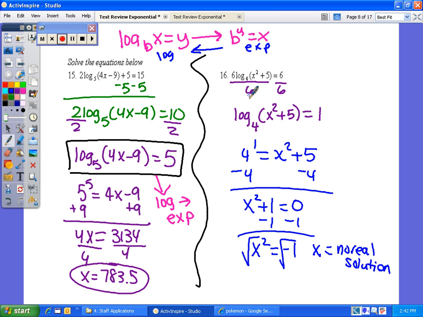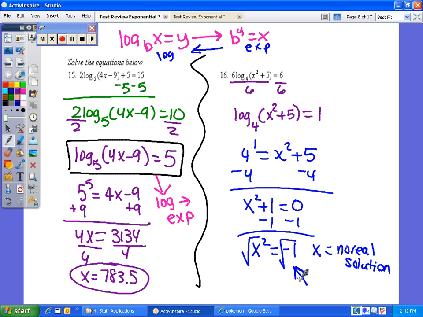Divide by 6. You get log base 4 of x squared plus 5 equals 1. 4 to the 1 equals x squared plus 5. You can minus 4 from both sides, or you can move the 4 over to factor. But you get x squared plus 1 equals 0. You cannot factor this. So you do minus 1, and you see that we have a negative 1.